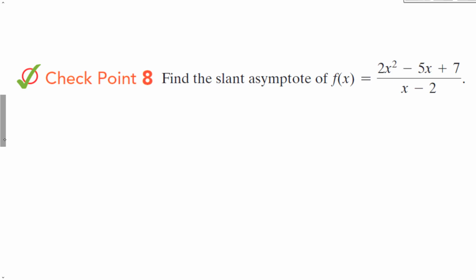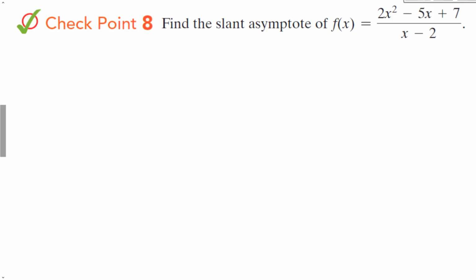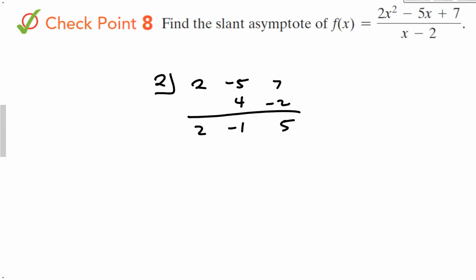Okay? So let's do a checkpoint problem. Find the slant asymptote here. So we're going to do the same thing, 2. So we go 2, negative 5, 7, bring down the 2, and that's pretty much all I need. I could keep going with this to get my remainder, but it doesn't really help me. The equation of my slant asymptote is 2x minus 1. This graph has a vertical asymptote at 2. It has a slant asymptote at 2x minus 1.